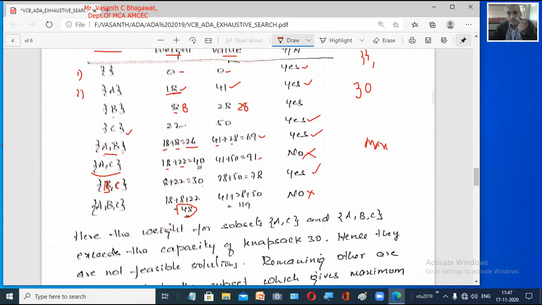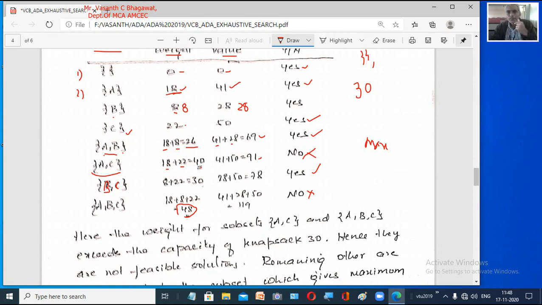Now simultaneously keep on checking the profit, because we want maximum profit, right? If you don't select anything, what is the profit? 0. It is waste, right? Say for example, the robber enters the home successfully and comes outside the home without stealing anything. Then what is the use of going inside the home? So profit is 0, so you leave this.